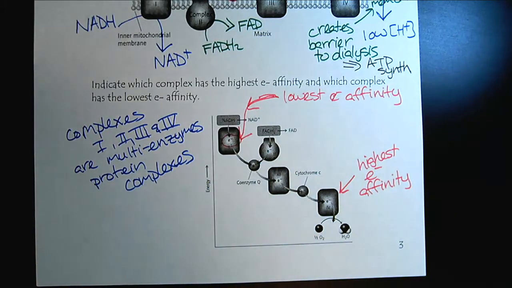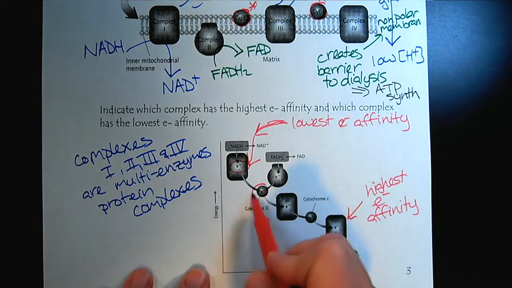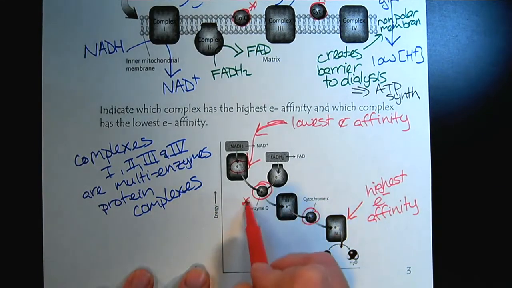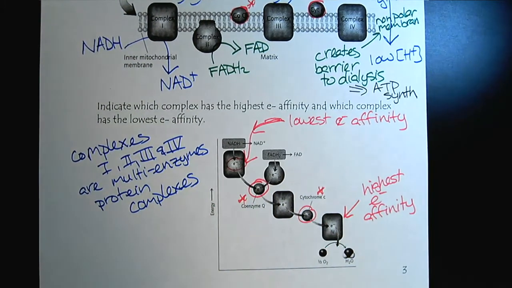Okay, now before we get to the full details of the electron transport chain, let's look a little more closely at these mobile proteins, the coenzyme Q and the cytochrome C. And then we'll have all the pieces in place to talk about the full electron transport chain.